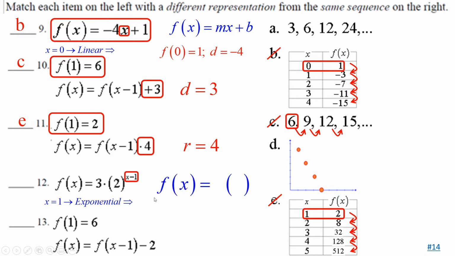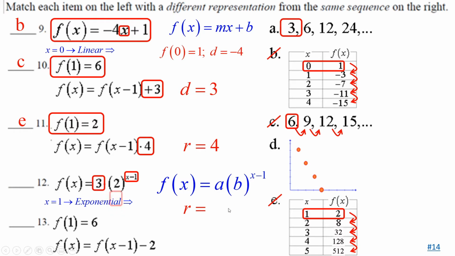I know I'm going to begin with an x equals 1 and I'm exponential. And because of my general form of an exponential, which is f of x equals a times b to the x minus 1, and that's if my first x is a 1, well, my a has to be 3. So my first output is 3. So I'm looking for a first output of 3. Look at the sequence at the top. There it is. Now, this 2 is my common ratio or my base.